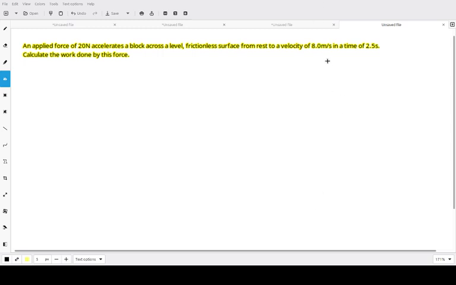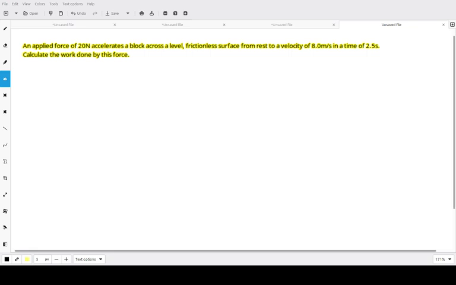Okay. An applied force of 20 newtons accelerates a block across a level, frictionless surface from rest to a velocity of 8 meters per second in a time of 2.5 seconds. Calculate the work done by this force. Now, stay with me. I'm going to do this question in two different ways.